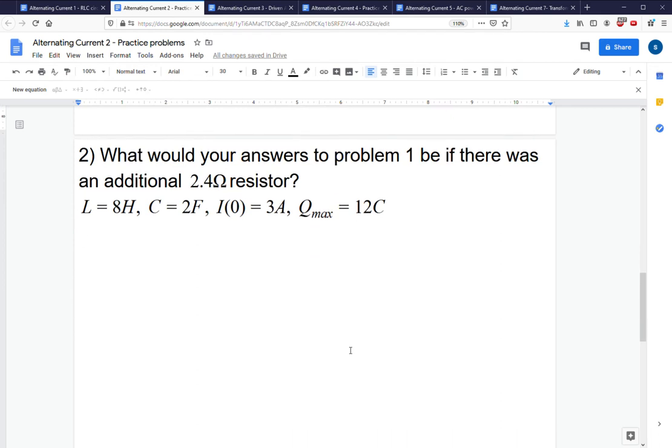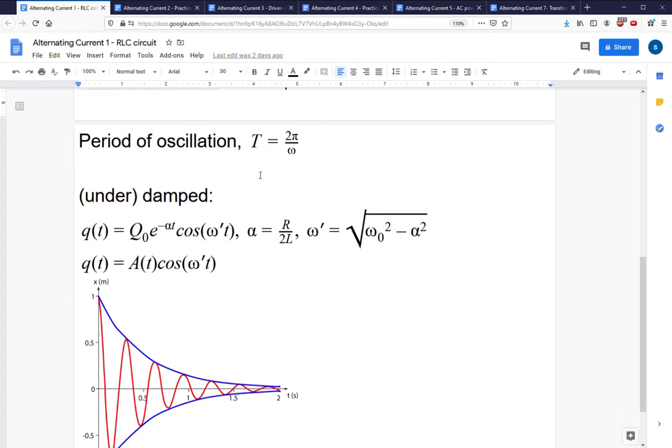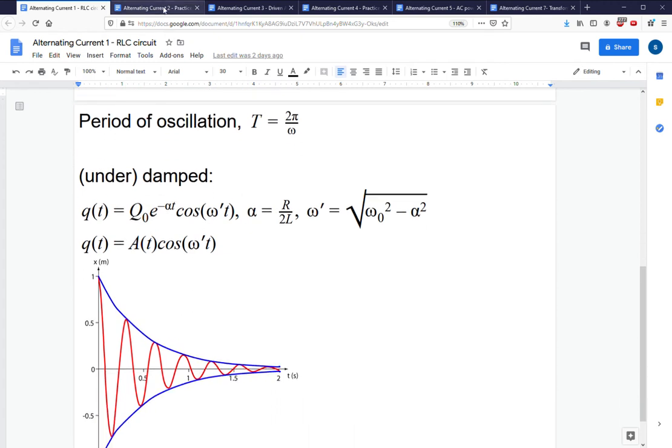Question 2. What would your answers to problem 1 be if there was an additional 2.4 ohm resistor? Please pause the video and attempt the problem. So adding this 2.4 ohm resistor changes us from a pure LC circuit to a damped LC circuit. Now with the pure LC circuit, we could figure out what the charge was by assuming energy is conserved. But as we can see from the damped system, energy is not conserved.